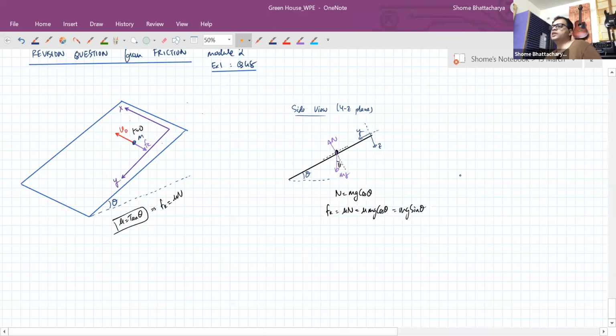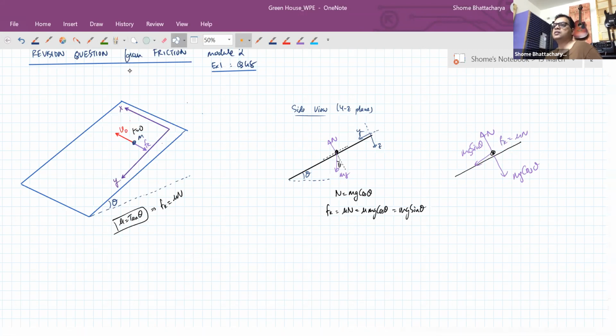In this free body diagram, if you break mg into components, this component of mg is mg sin theta. This component of mg is mg cos theta. Then you have normal reaction, and then you have friction coming out of the plane, which I can't show here, but that's equal to mu N. Back in this diagram, you can see that mg sin theta will be acting in this direction, along the y-axis.